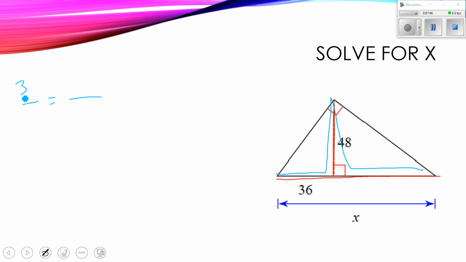We have 36, and then we went up 48, then we went down 48, and then this section right here is odd. But we know it's the whole minus the part, or x minus 36. So we do x minus 36 right here. And then we're going to cross multiply.